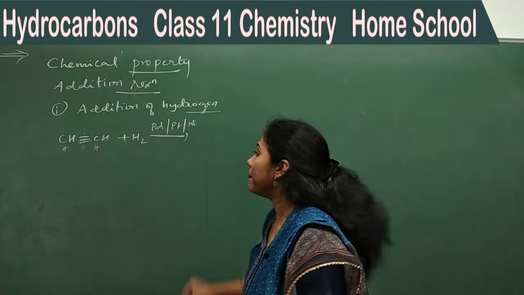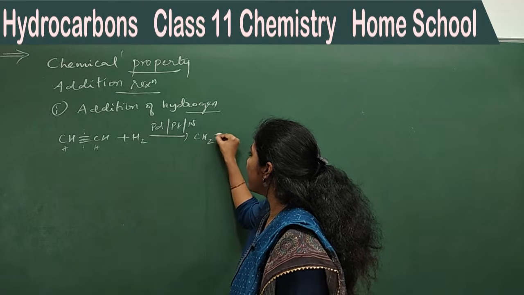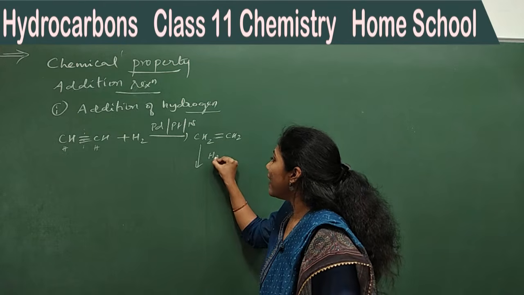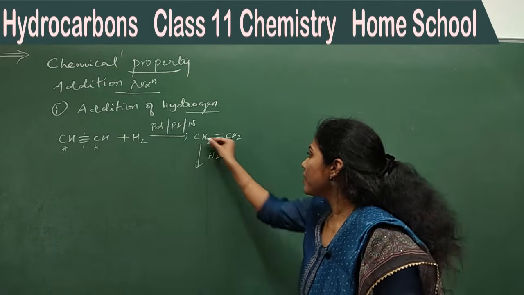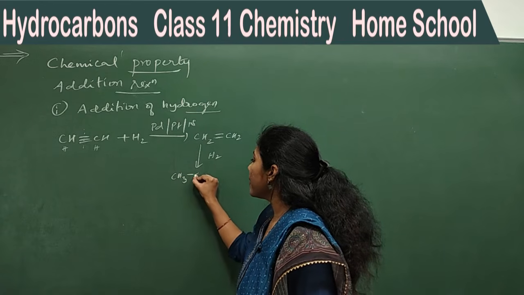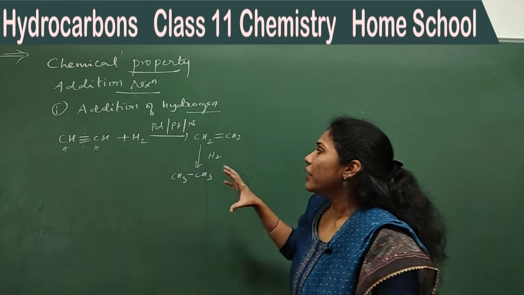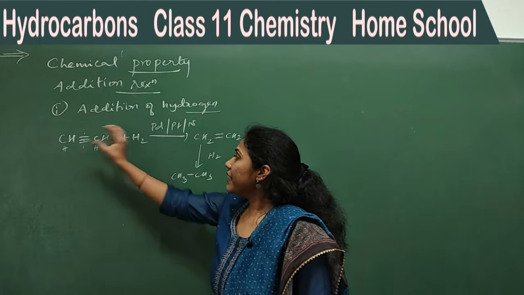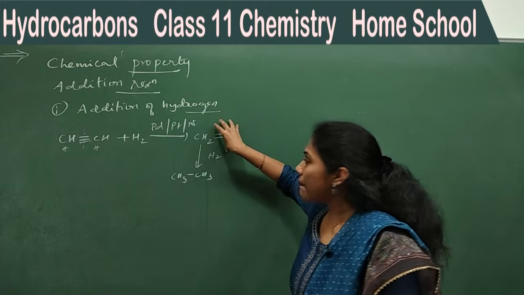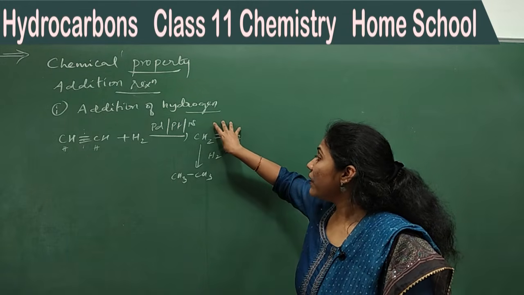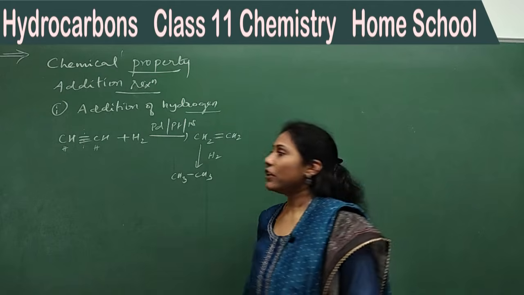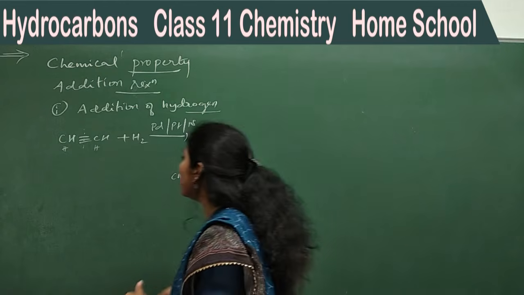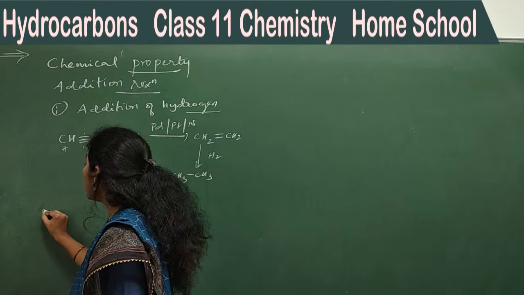The triple bond will become a double bond. So what is the product you will get? CH2=CH2. Again, for this, if you add hydrogen in the presence of a catalyst, you will get CH3-CH3. So you can always do this addition in two steps. When you add initially to an alkyne, you get an alkene, and when you add hydrogen again to that, you will get an alkane. So this is how we do the addition reactions. Similarly, like the way you added hydrogen, you can also add halogens.